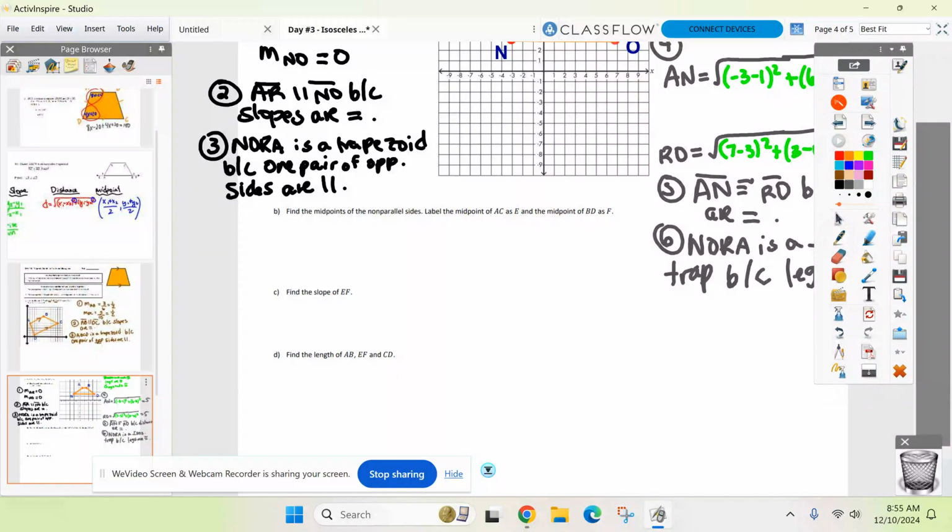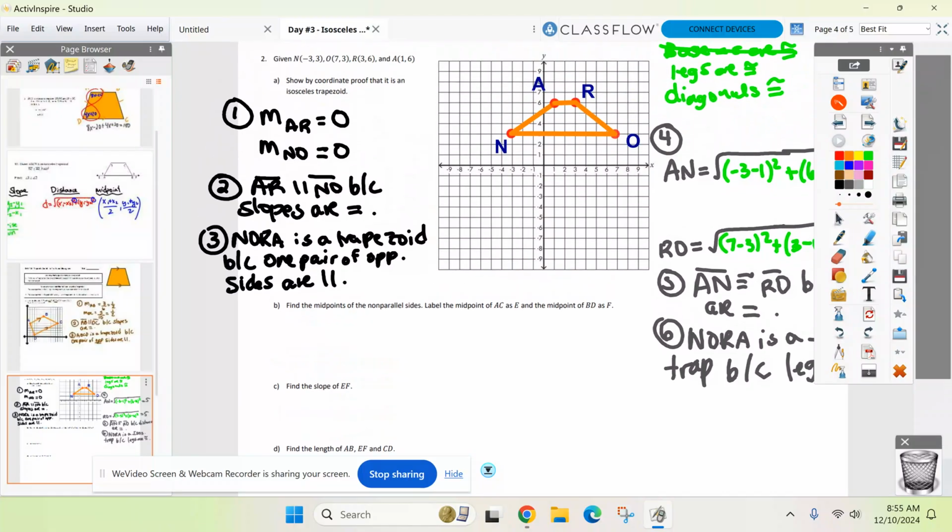Find the midpoints of the non-parallel sides. All right, NA and RO. Find the midpoints of those, the legs. Find the midpoints of the legs. That's why I gave you guys the midpoint formula earlier today. And you can compare around your group. Going to call the one midpoint E and the other midpoint T. Add your x's, divide by 2. Add your y's, divide by 2.